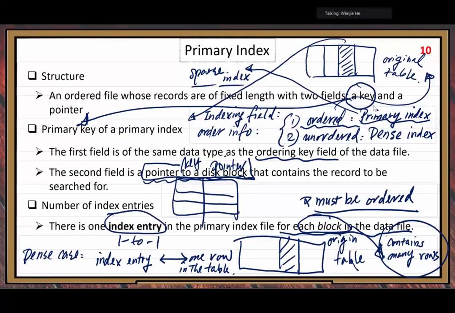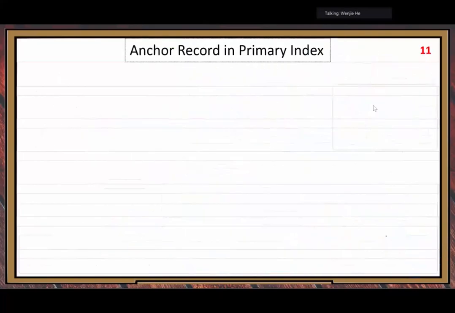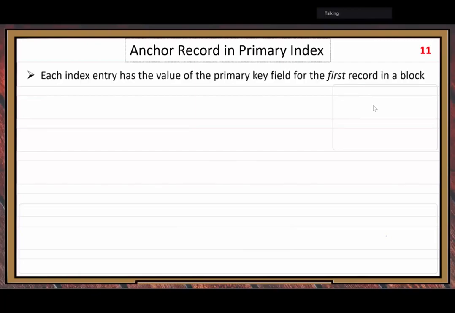All right. Next, the anchor record in the primary index. This time, I need to draw a diagram for the disk block structure. Then you can understand how we store the rows in each disk block.